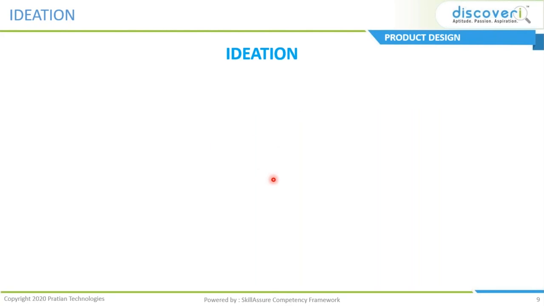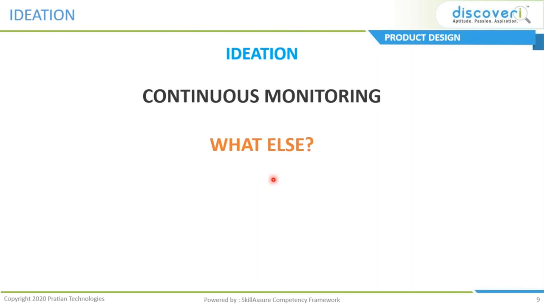So the ideation can be, for example, continuous monitoring. Continuous monitoring is like we can ask the patients to have a regular checkup, like a monthly or a weekly checkup, right? So that can be one of the ideas. So what else can we have as a part of the ideation? Maybe I'd like to ask you all, maybe you can suggest some points.